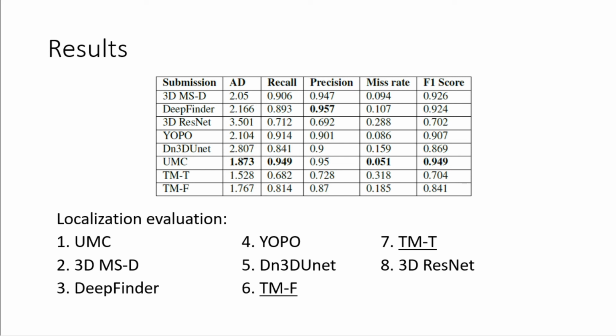First column is average distance from predicted particle center to ground truth center. Second column is recall, then precision, miss rate, and finally F1 score. Below the table is ranking by F1 score, with baseline underlined. As you can see, almost all learning-based methods perform better than the baseline.